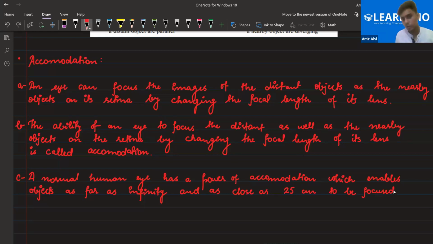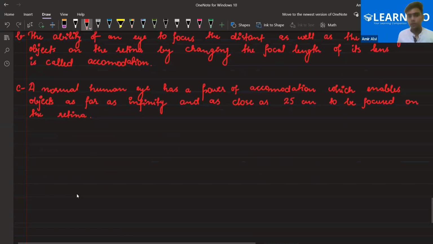To be focused on the retina. Is this clear to you? Yes, sir. Okay. Next is the near point.